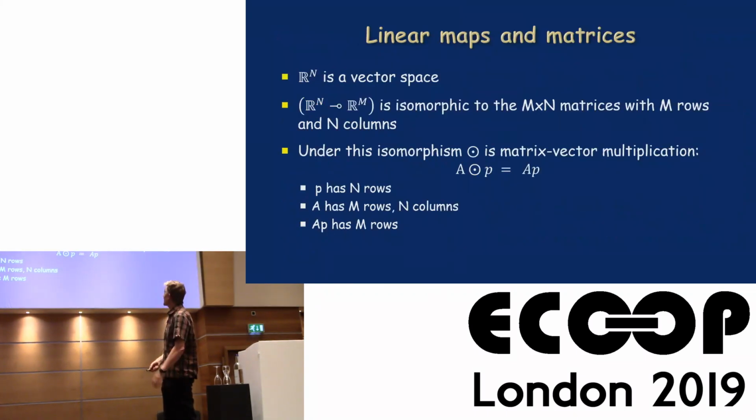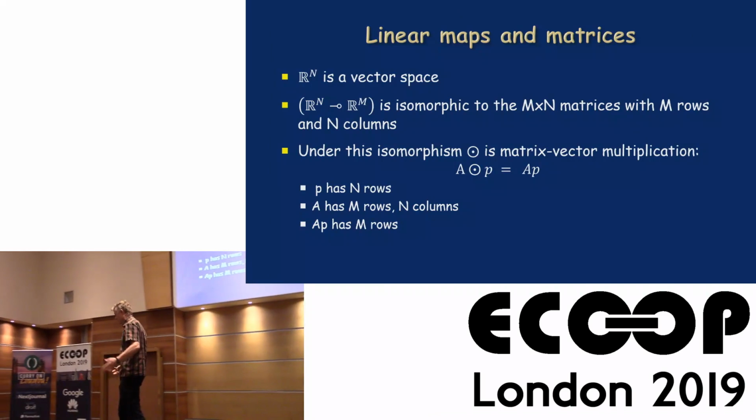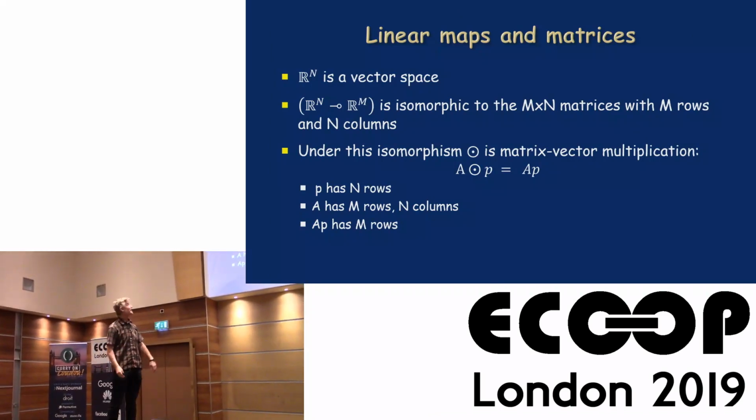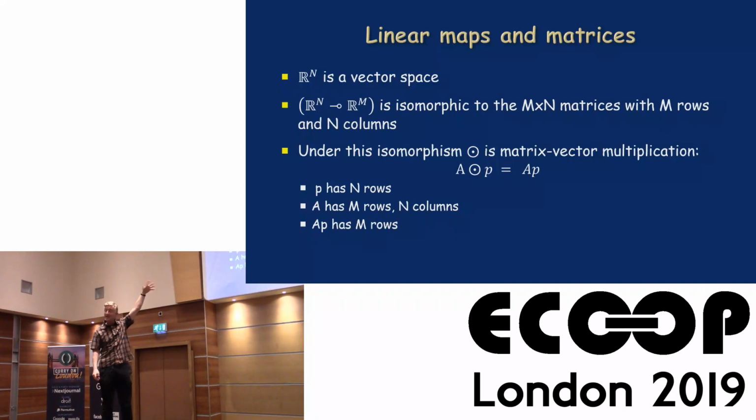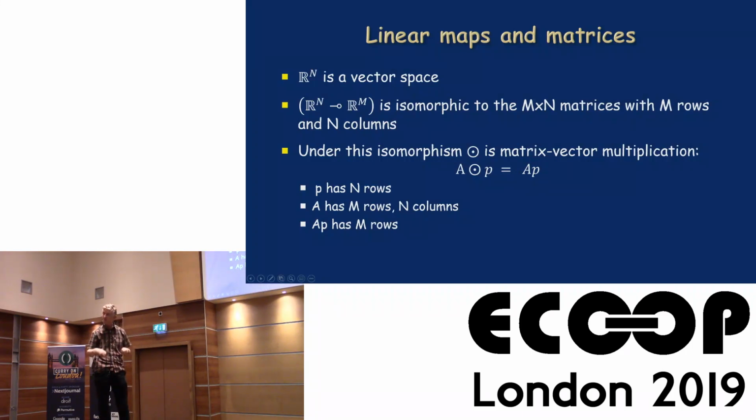Okay, so some things we know, and we were talking about matrices, and everyone says matrices describe linear maps, and indeed they do. Matrices and linear maps really are closely related. That's because R to the n is a vector space, and a linear map from R to the n to R to the m is isomorphic to, in one-to-one correspondence with, matrices, n by n matrices, in fact. And then the funny apply operator just turns into matrix vector multiplication. Does that make sense?